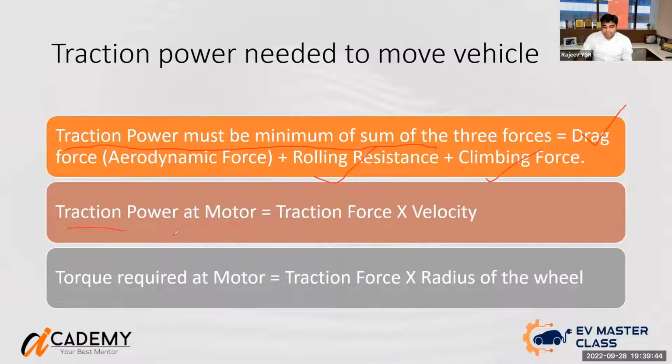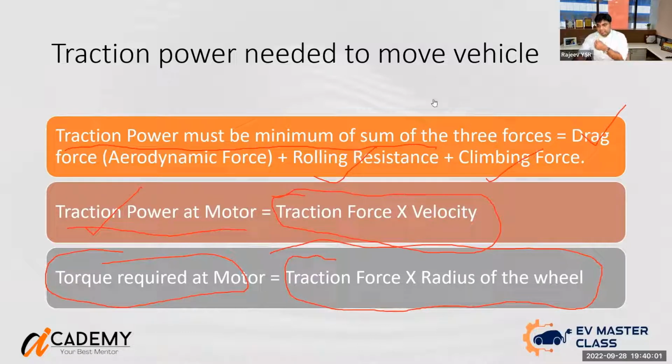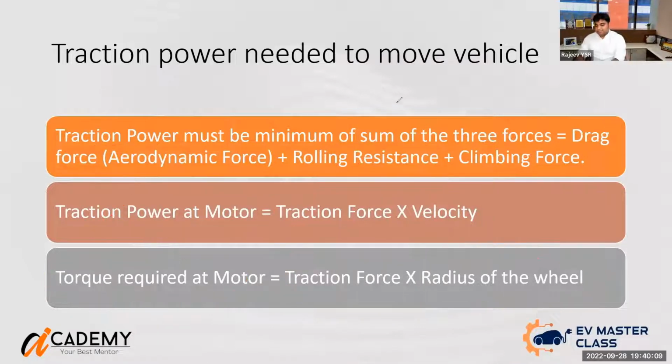Now traction power of the motor is nothing but the traction force Ft into the velocity at which you want to travel. Torque required at the motor is nothing but the traction force into the radius of the wheel. We have seen all of these combinations already. Let's continue.